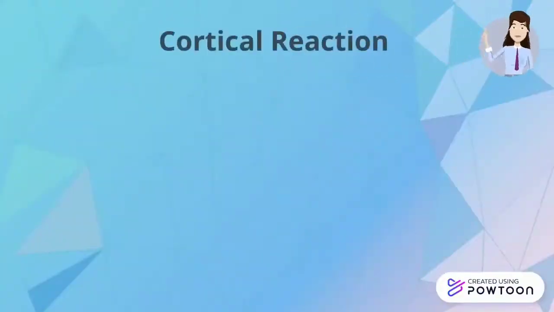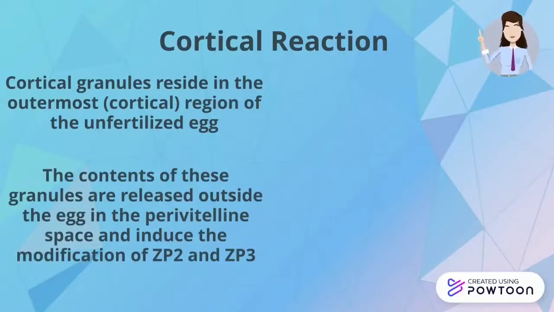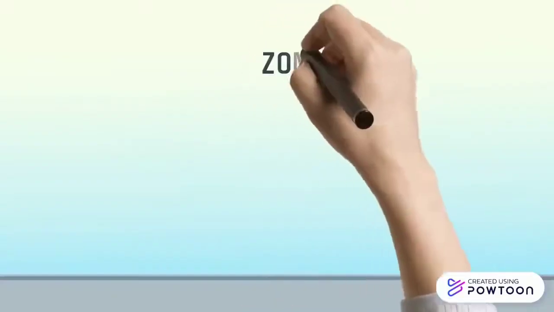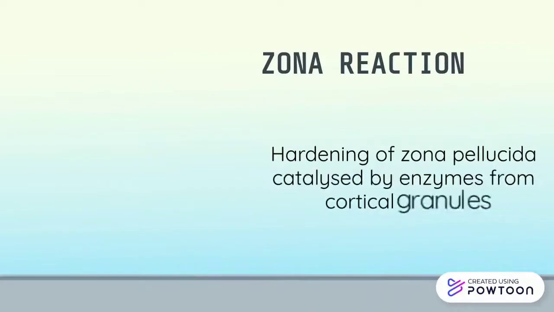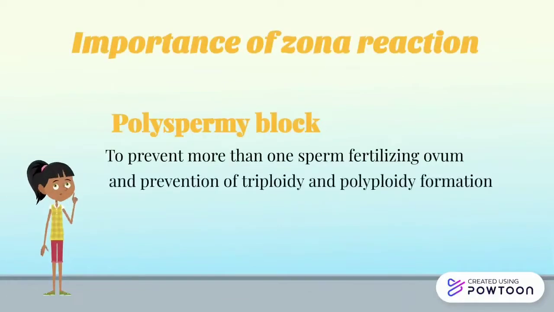We move to the cortical reaction. The cortical granules reside in the outermost or cortical region of the unfertilized egg. The contents of these granules are released outside the egg after fertilization and induce the modification of ZP2 and ZP3. Zona reaction is the hardening of the zona pellucida catalyzed by enzymes from cortical granules. The importance of the zona reaction is the polyspermy block, to prevent more than one sperm fertilizing the ovum and to prevent triploidy and polyploidy formation.